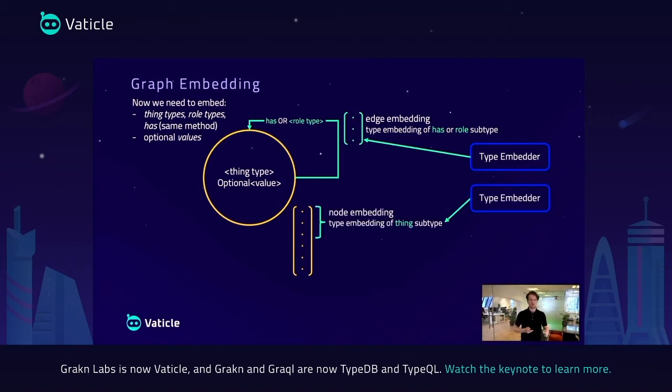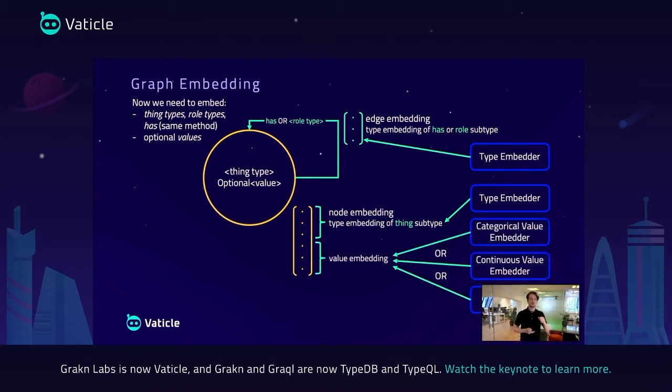For the node, we need two things. We need to embed the type, and we need to optionally embed the value, depending on whether it's present or not. In this talk, I'm not going to spend any time on the value embeddings. It is actually quite interesting.